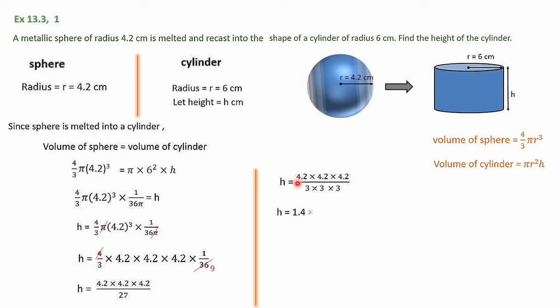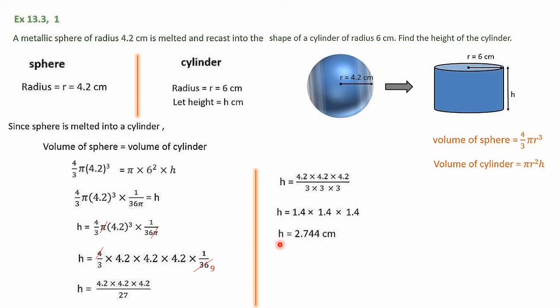Then we can cancel these against each other: this 3 and 4.2, we can cancel and write 1.4. This 3 and 4.2 will go 1.4 times, and here this 3 and 4.2 will go 1.4 times. So h is equal to 1.4 into 1.4 into 1.4. When we multiply these three quantities, we will get 2.744 centimeter.